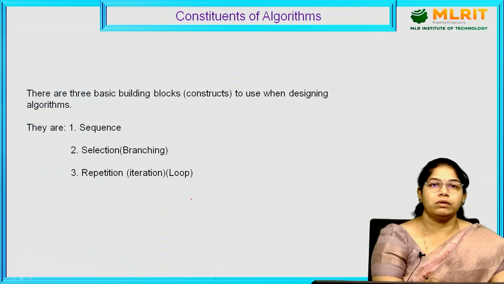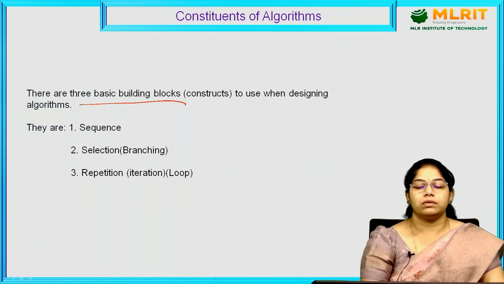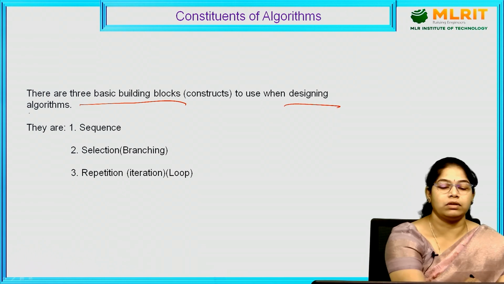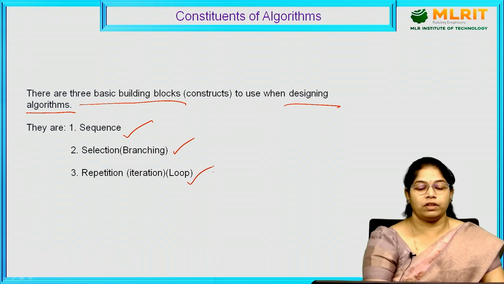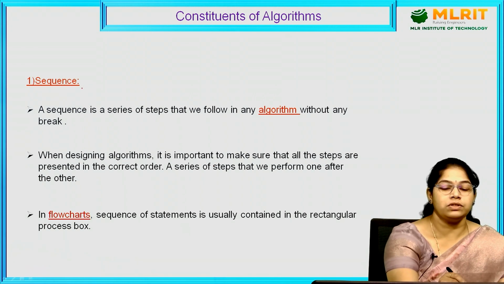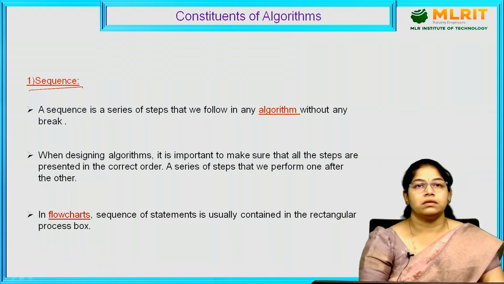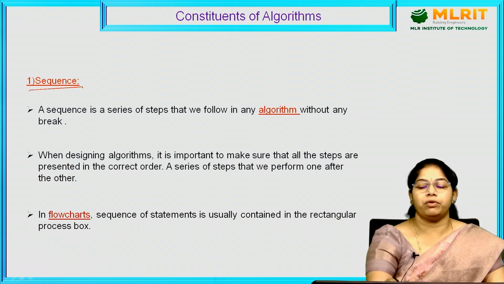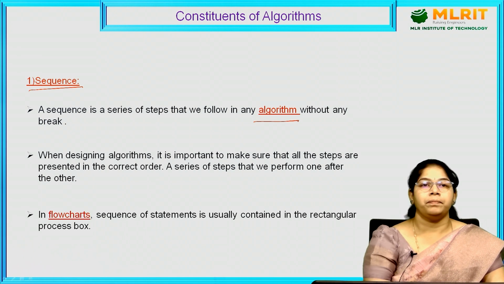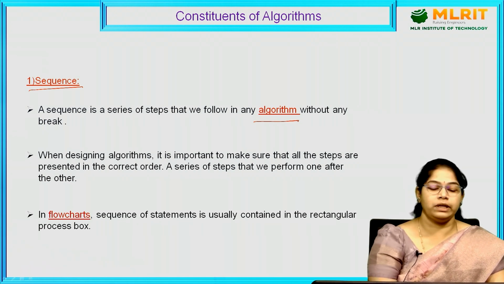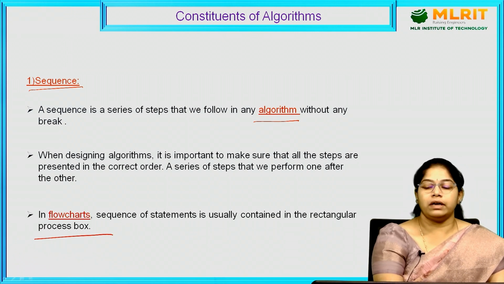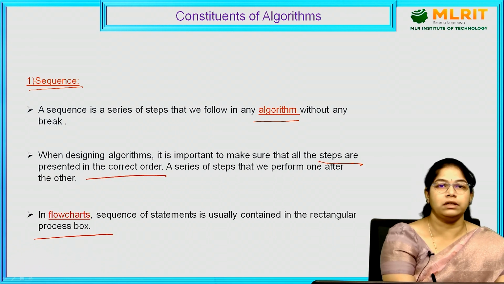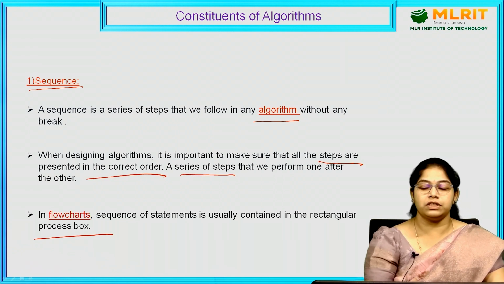Then constituents of an algorithm. There are 3 basic building blocks for designing an algorithm. Those are sequence, selection or branching, and repetition or loops. In the constituents of an algorithm, the first one is sequence. Sequence is a series of steps that we follow in an algorithm without any break. In a flowchart, a sequence of statements is usually contained in a rectangular process box. When we are writing an algorithm, make sure that the steps are presented in the correct order. That means a series of steps that we perform.